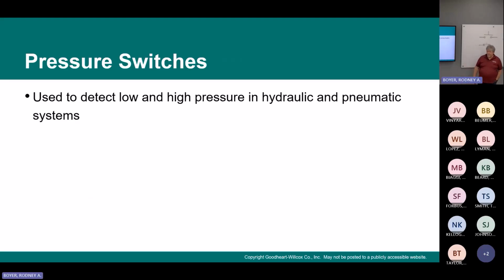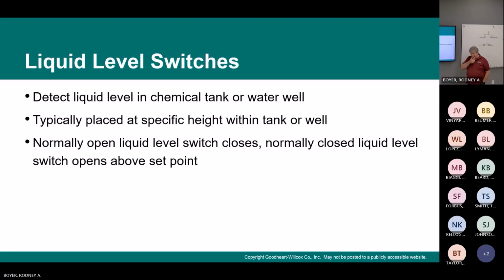Pressure switches are used to detect high and low pressure in hydraulic and pneumatic systems. Liquid level switches detect liquid, chemical level, or water. Typically placed at a specific height in the tank or well. Normally open, the liquid level switch closes, and normally closed opens, above the set point. There again, it depends on what you're trying to measure. If you want to know when a tank is empty, then the switch is going to close whenever it falls below a specific level.